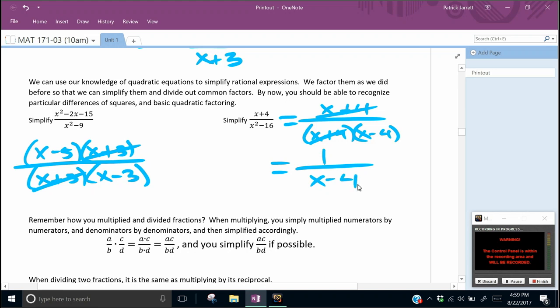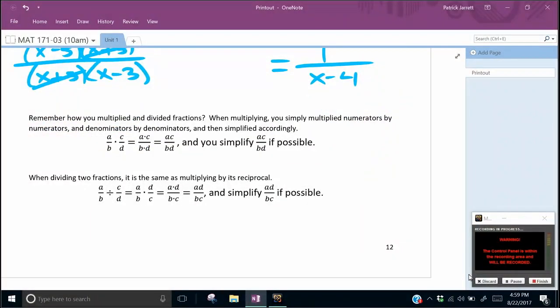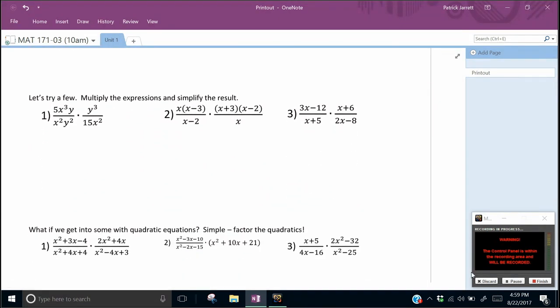Now, back in school, as early as elementary or middle school, you multiplied and divided fractions. So basically, to multiply two fractions together, you multiply the numerators and the denominators, and you simplify if possible. Now, when you divide two fractions, it's simply the same as multiplying by the reciprocal. So if we had a over b divided by c over d, we flip the second one, and that's what we get. So basically, there are a couple of routes that you can take with problems like these.